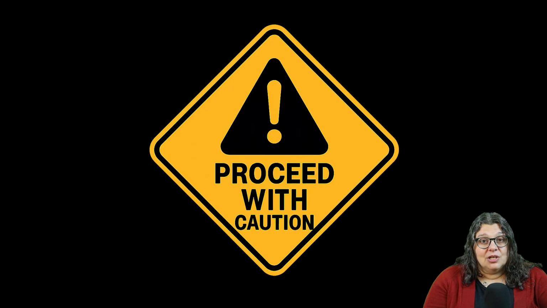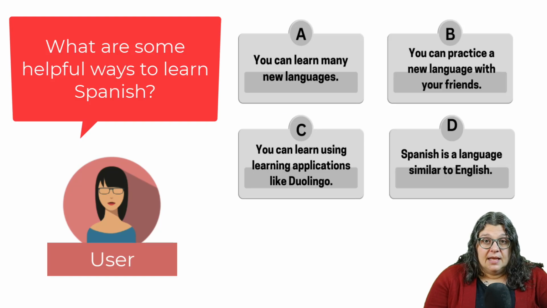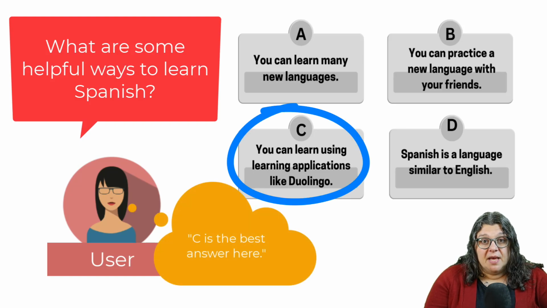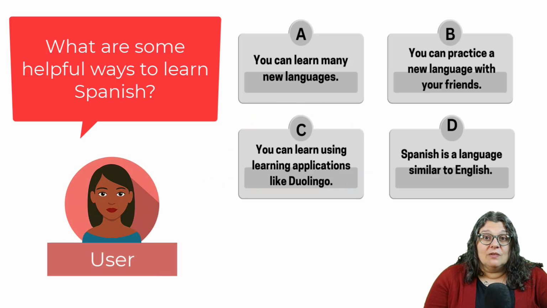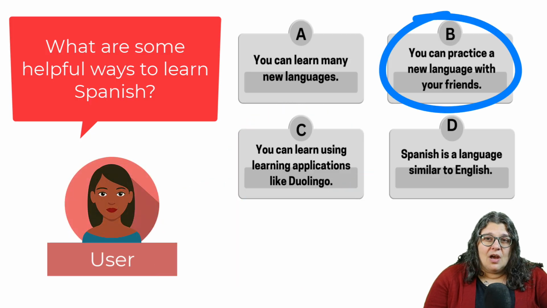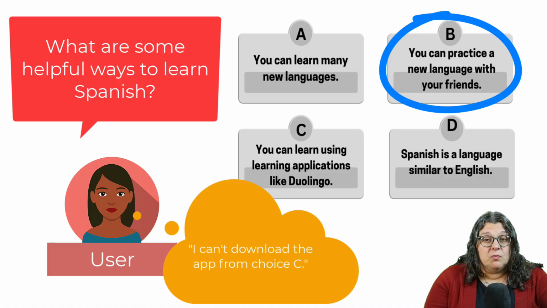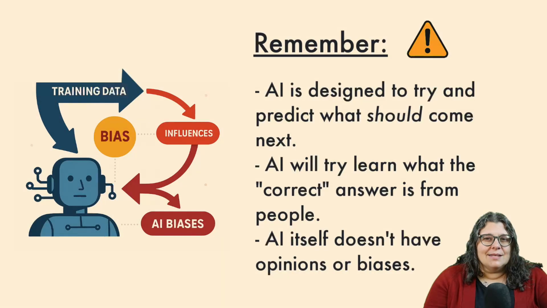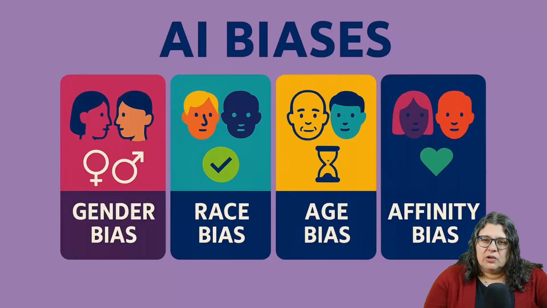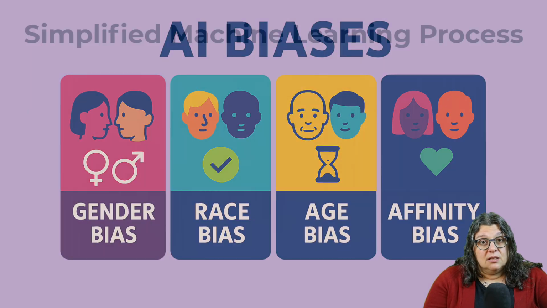But there's a catch. Humans bring their own opinions and experiences. If many people pick answers that mention a popular app as the best way to learn a language, the AI may start treating that as the universally best answer, even though not everyone may have access to it or agree with that answer. This is how bias can creep in. The AI isn't trying to be unfair, but it's shaped by the preferences of the people training it. Whose voices are included? Whose voices are missing? Those questions matter a lot.